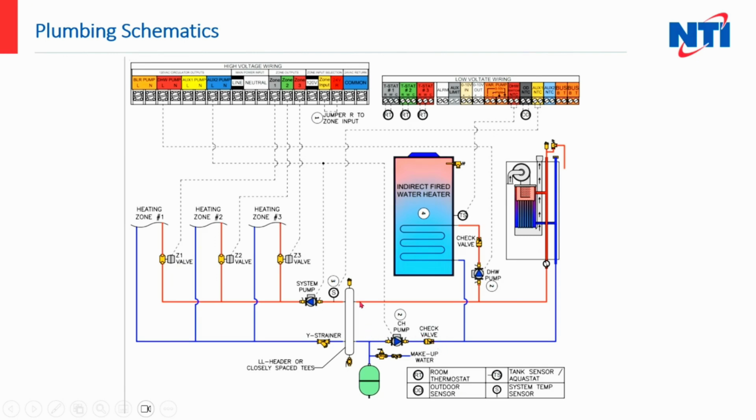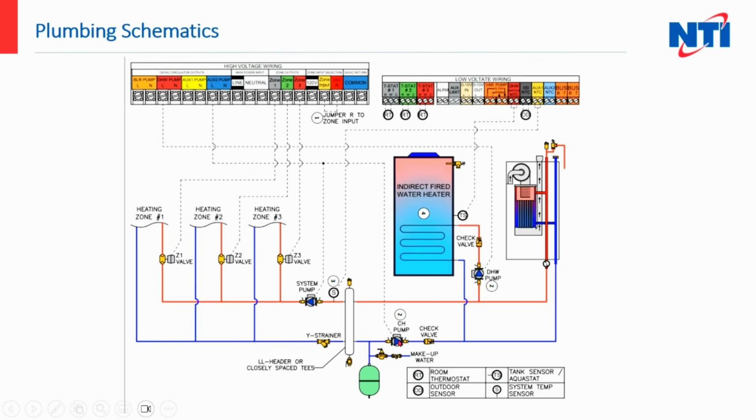In this first application, we have a boiler with an indirect fired water heater. Our CH pump, if you look, is wired back to the auxiliary pump connection. The system pump is tied in parallel with the central heating pump, meaning that these two are going to run both at the same time. And our domestic pump is wired back to the DHW connection.